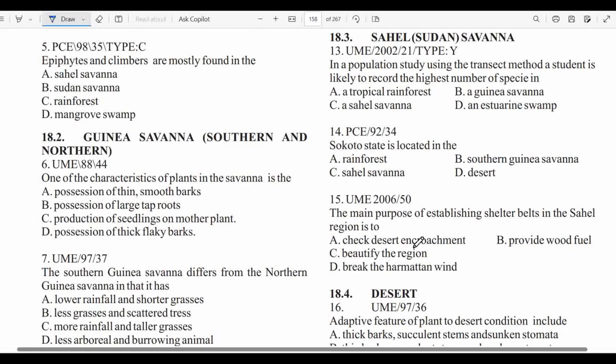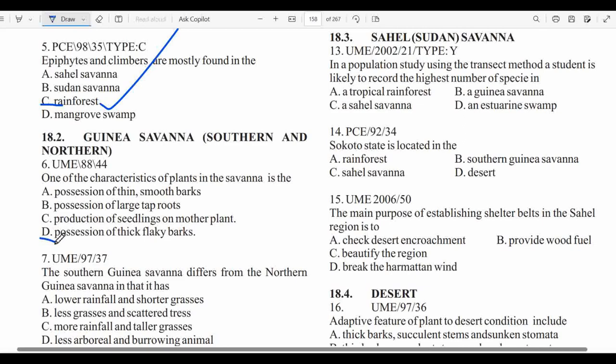Question number five. Epiphytes and climbers are mostly found in the rainforest. Without wasting time, question number six. One of the following characteristics of plants in the savanna is the possession of thin and smooth bark, possession of large tap roots, production of seedlings on mother plant, possession of thick, flaky bark. The right answer to this question would be D, the possession of thick, flaky bark.